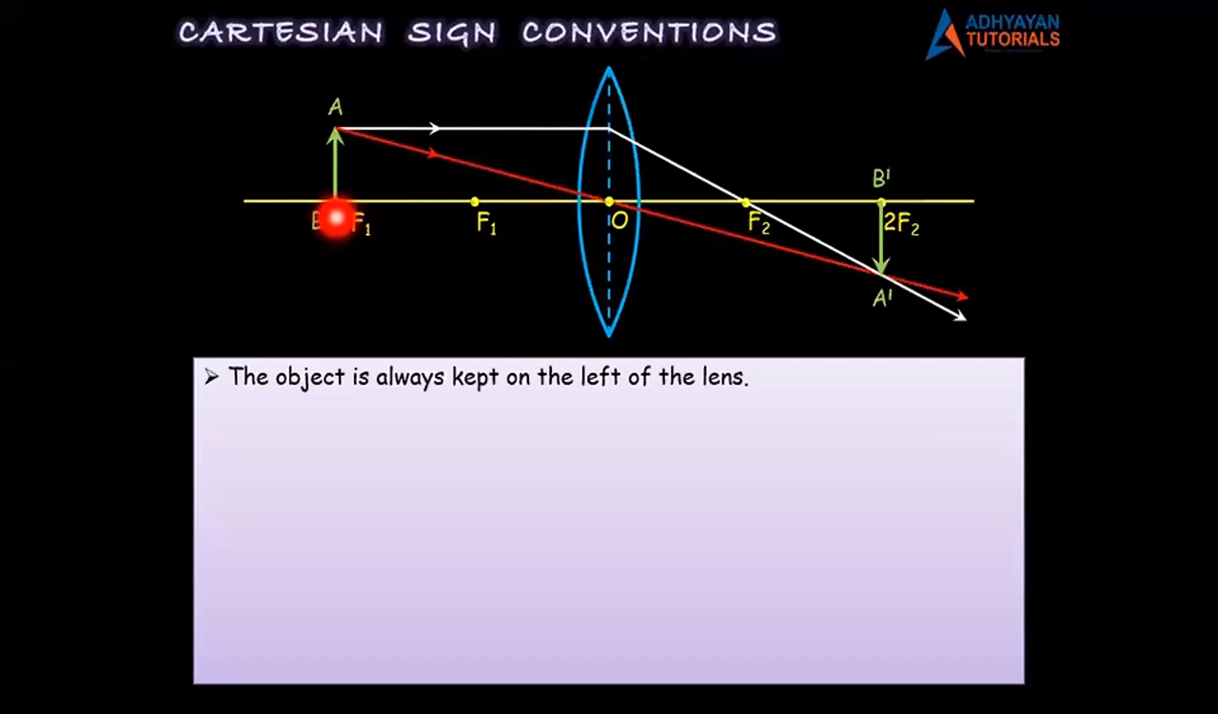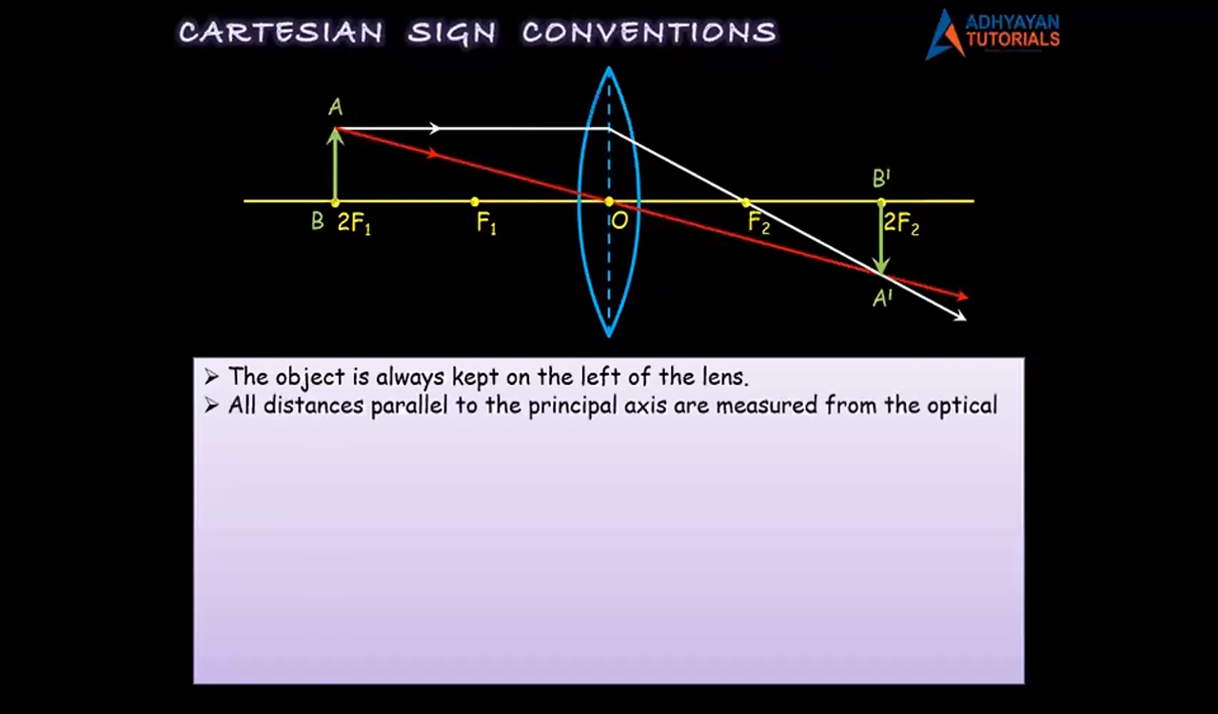The rule says that all distances should be measured from the optical center. Whatever distance I have to measure, it should be measured from the optical center. So if I want to measure the distance of the object, I will measure it like this, from the optical center. If I want to measure the distance of the image, I will measure it like this, from the optical center. The rule says that all distances which are parallel to the principal axis are measured from the optical center. Children, when I say parallel to the principal axis, I am talking about like this. All horizontal distances have to be measured from the optical center.